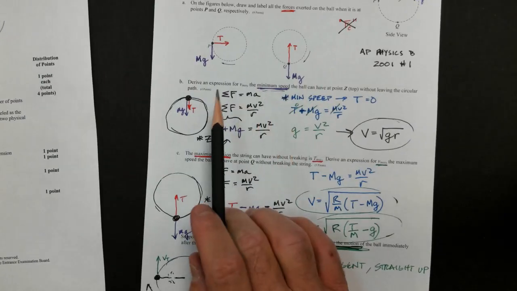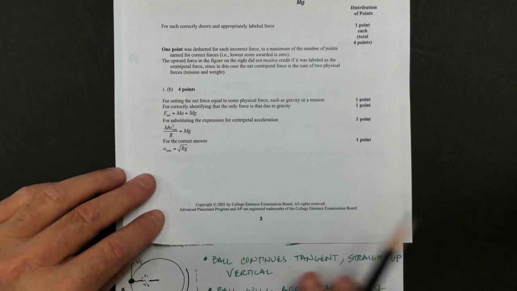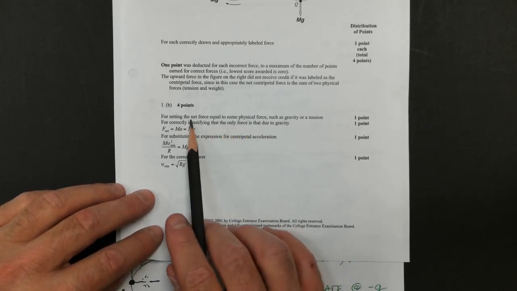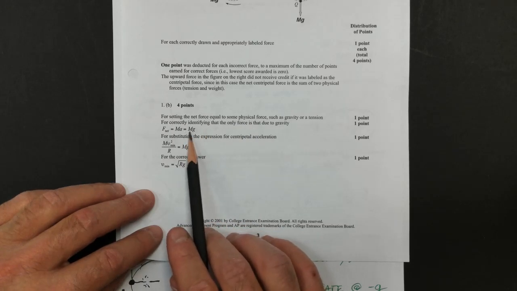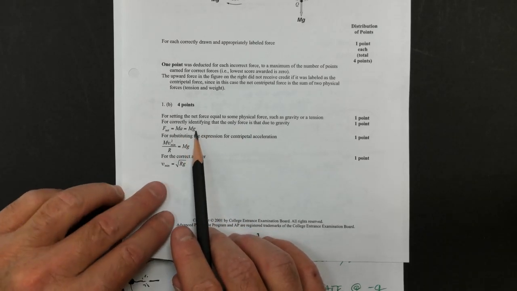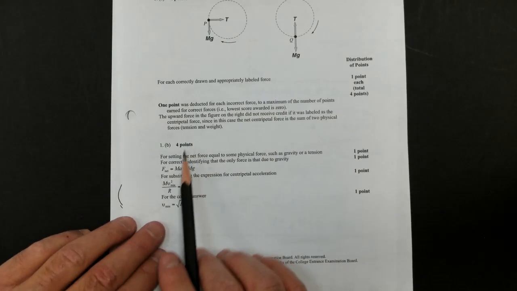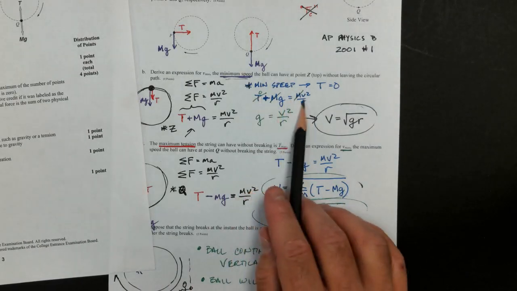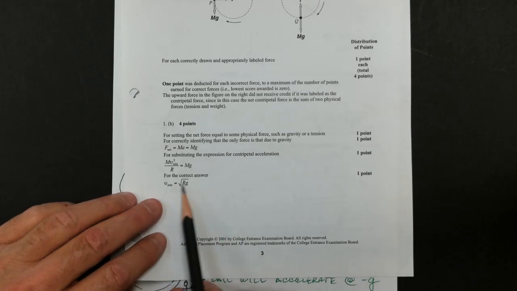Okay. For the second part, the part with the minimum speed, meaning when the tension goes to 0, they got you 4 points for that. So the first, they wanted you to actually show the second law, so some net force equals some physical force, correctly identifying that the mg force, the weight force, is the only force, meaning that tension equals 0, and that's what we said here, tension equals 0. Then it says for substituting the expression, so setting them equal to each other, and finding the correct answer was your fourth point, which is the root Rg.